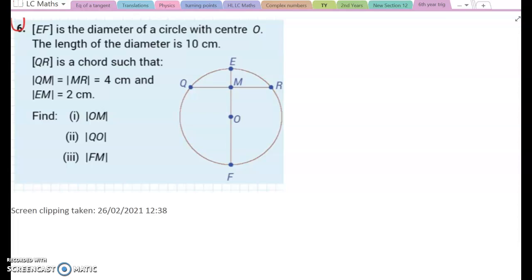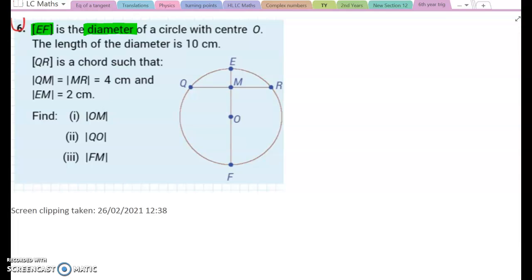The first piece of information to tell us is that EF, which is this line going down here, is the diameter of the circle. And the center is at that point there at O. Now, you would obviously need to know that a diameter is essentially two radiuses. So there's a radius, and there's another radius. And a radius is always half the diameter. And I think we know that now at this stage.